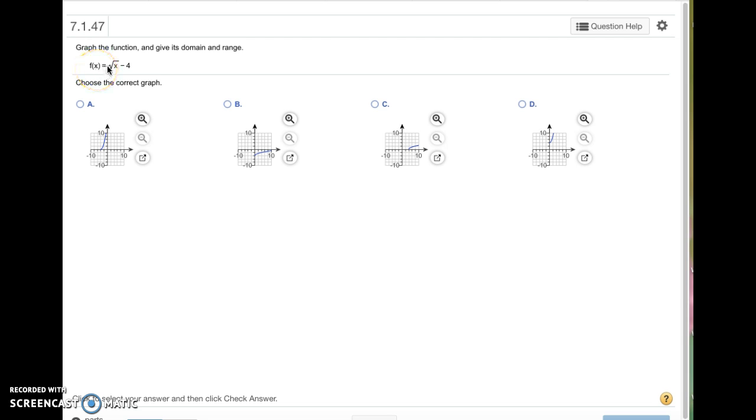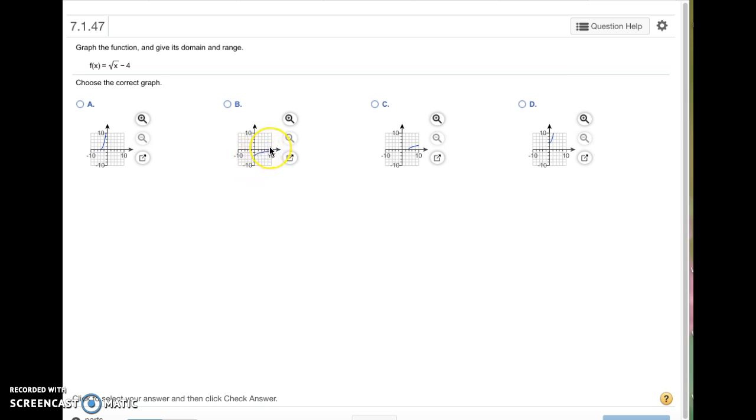So for instance, if I choose x equals 0, the square root of 0 is 0, minus 4 is minus 4. So for x equals 0, y is equal to minus 4. You have to find multiple coordinates. As you can see, this function is not a straight line, so you're going to have a curve.